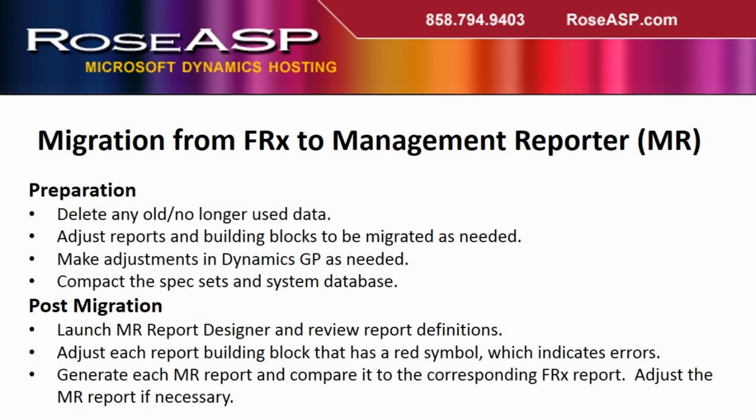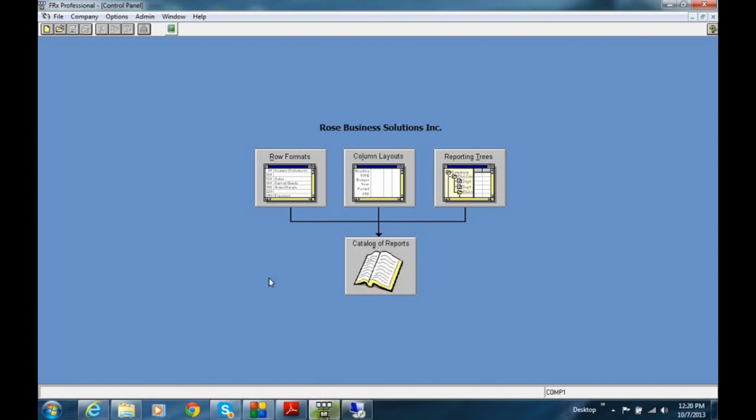When you are deleting the no longer used and old data in your F4x system, it's recommended that you first export all of your building blocks out to a file before you start deleting those, just in case you delete something that you didn't intend to. You can bring it back from your backup. To do this, you first need to know what specification set each of your active companies are using.